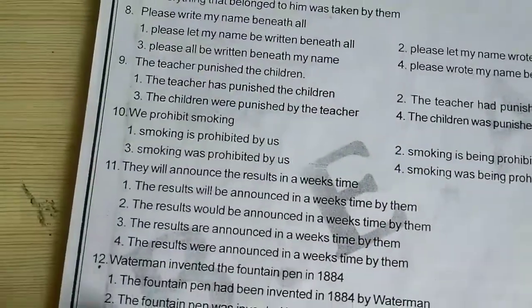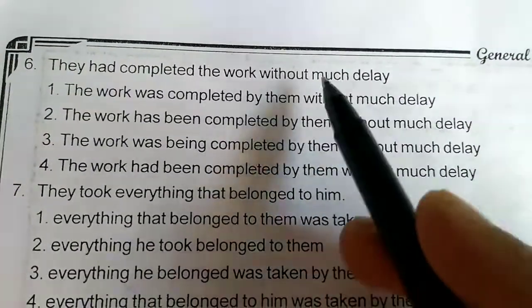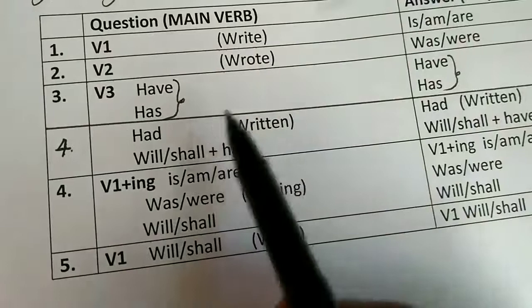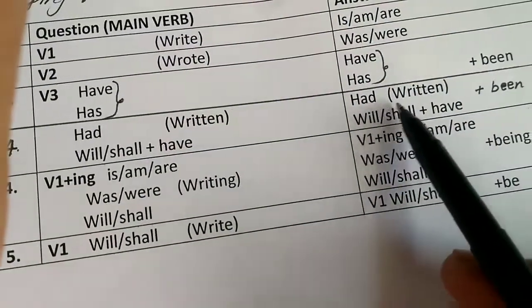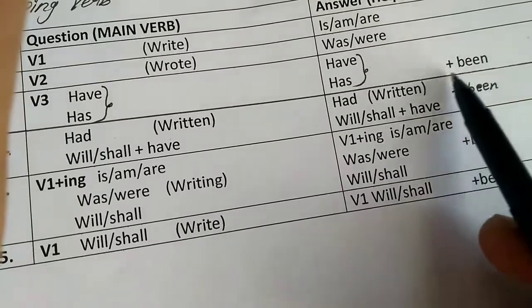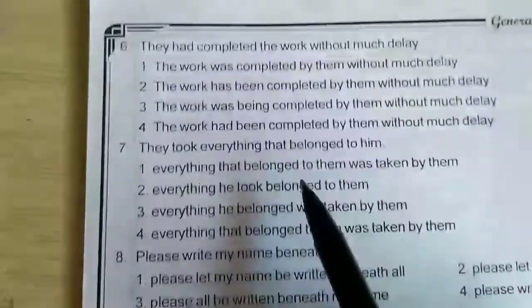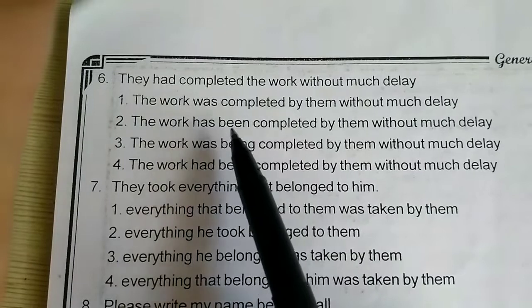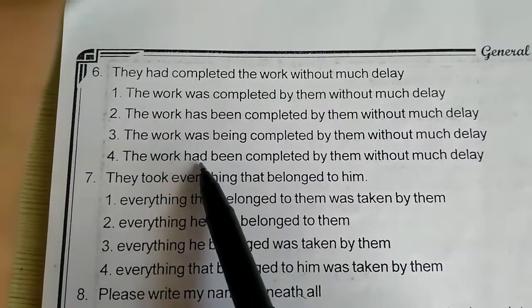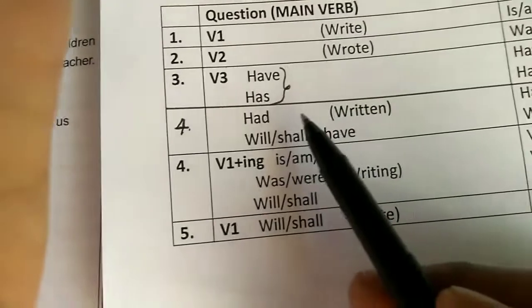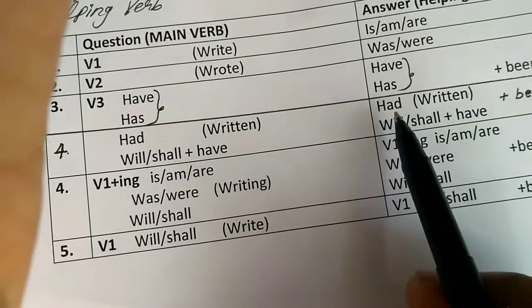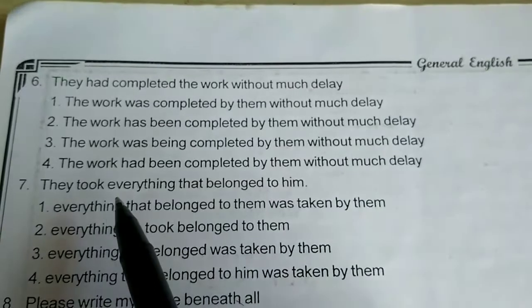And the final example is here. They had completed the work without delay. Had. According to the rule, if we have had in the question, in the answer we will get had plus been. Let us search for the answer. The work has been, no, had been. See here, why had been? According to the table, if you have had, the answer also will have had. So this is the right answer. The work had been completed by them without much delay.